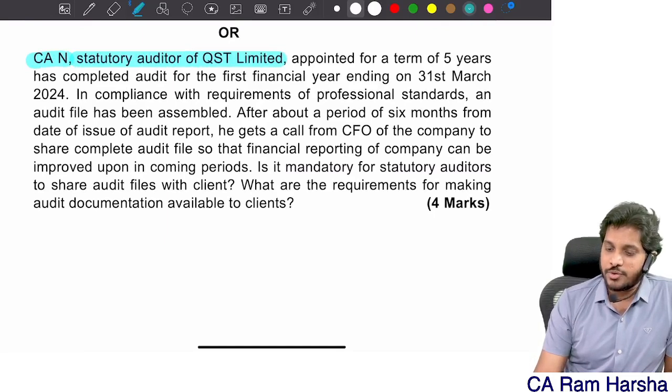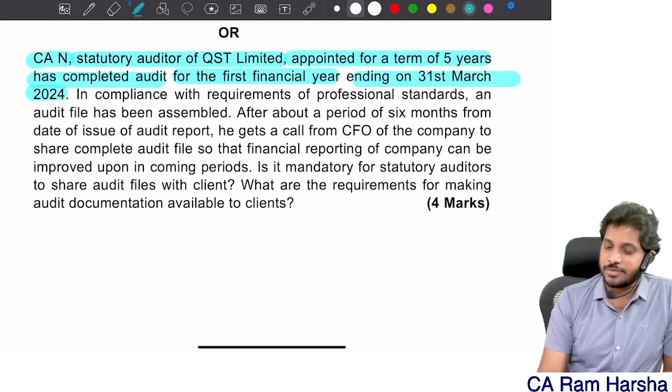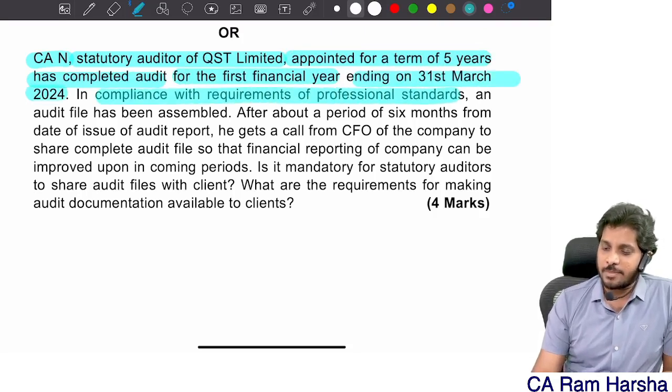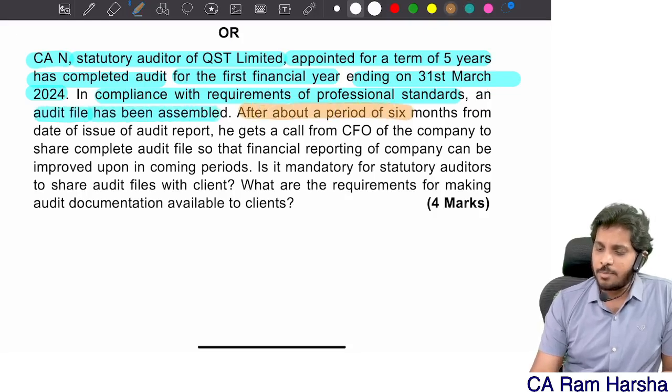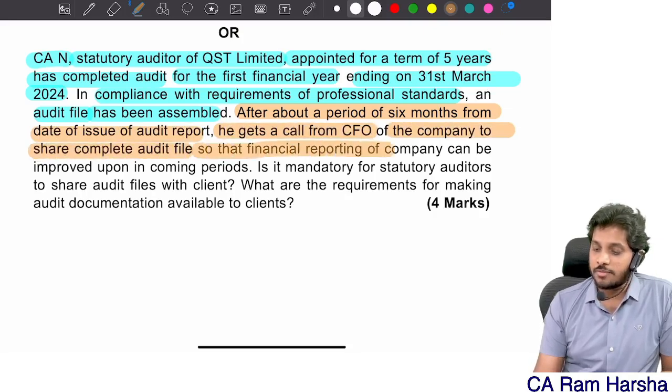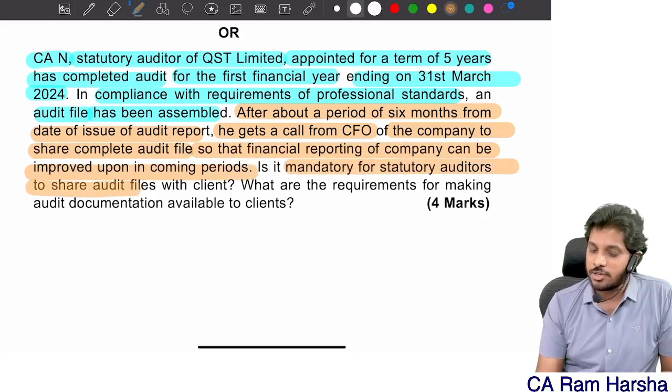The statutory auditor of QST Limited, appointed for a term of 5 years, has completed the audit for the first year ending 31st March 2024. In compliance with requirements of standards, an audit file has been assembled. After about 6 months from the date of issue of the audit report, he gets a call from the CFO of the company to share the complete file so that the financial reporting of the company can be improved in the coming period. Is it mandatory for the auditor to share the audit file?